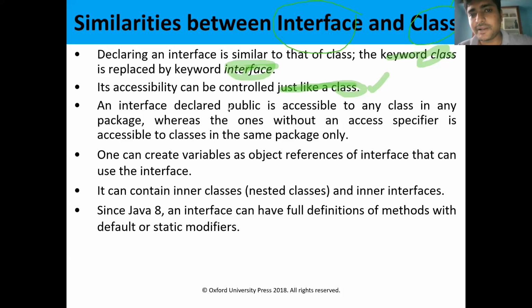An interface declared public is accessible to any class in the package. Basically the interface members are declared public. By default, the interface members are public. So the interface members are accessed by all the packages. If you don't give public, only that package can access the interface. If you declare public, all the packages can access the members of the interface. If you don't declare public, by default it can access only the members within that package.